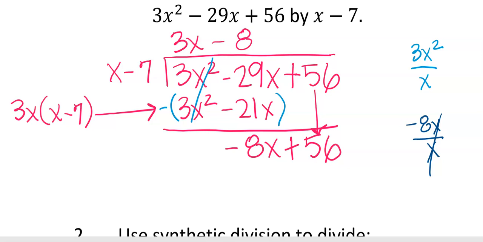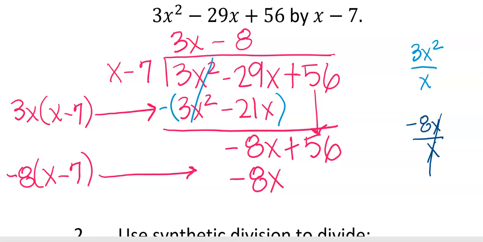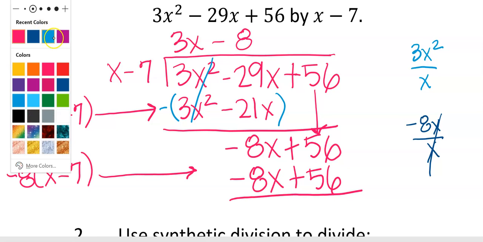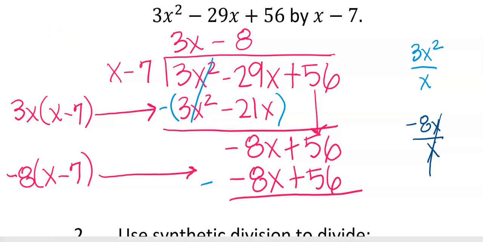Then we do a little distributive, negative 8 times x minus 7. That is going to give us this line right here. So we get negative 8x, and those two always match right away. And then plus a 56. And then we subtract both of them. So minus 56.